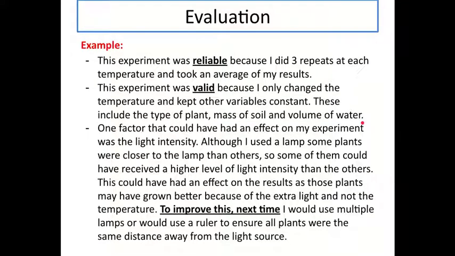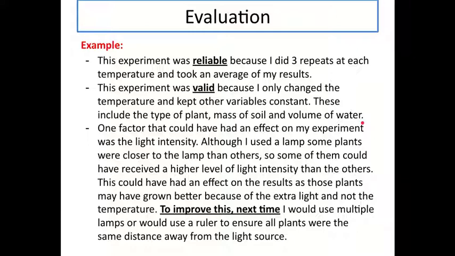So let's look at an example of an evaluation section from our example experiment. So for reliability, first of all, I've said this experiment was reliable because I did 3 repeats at each temperature and I took an average of my results. Next, validity. The experiment was valid because I only changed the temperature and kept other variables constant. These included the type of plant, the mass of soil, and the volume of water. Finally, I've identified one thing I could do to improve the experiment and explained why.